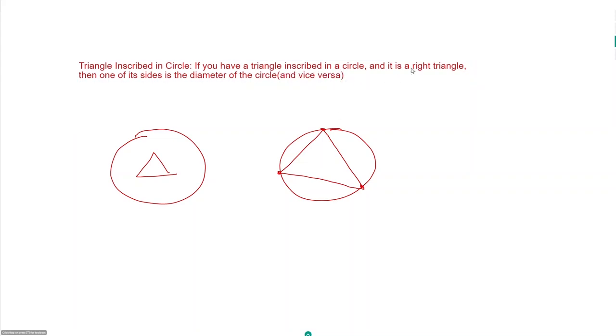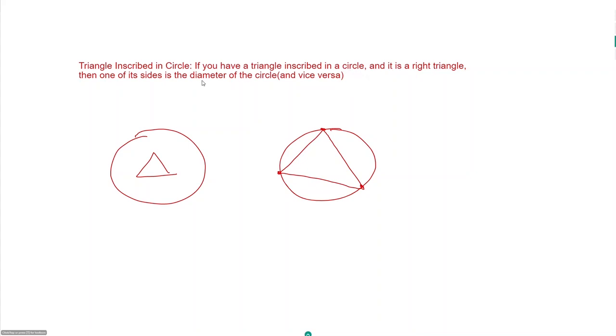If you have a triangle inscribed in a circle and it is a right triangle, then one of its sides is the diameter of the circle. The hypotenuse of the triangle is the diameter of the circle, and vice versa. So what that means is if you have a triangle inscribed in a circle and you know that one of its sides is the diameter, then that triangle is a right triangle.